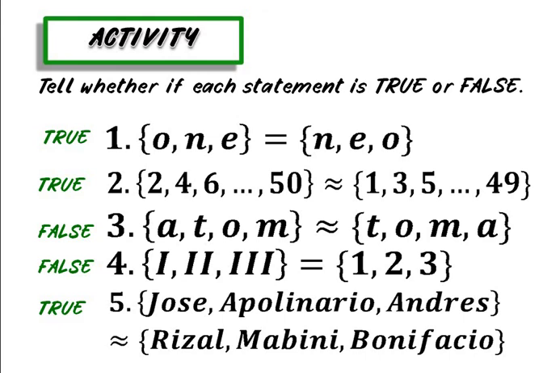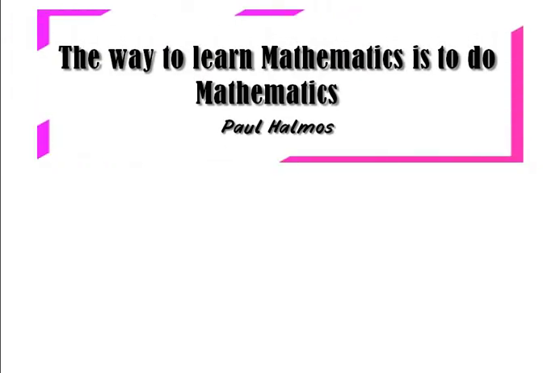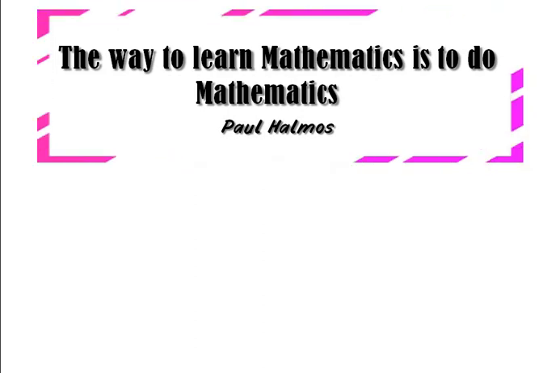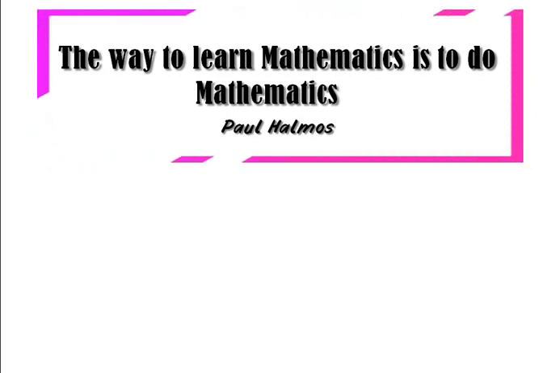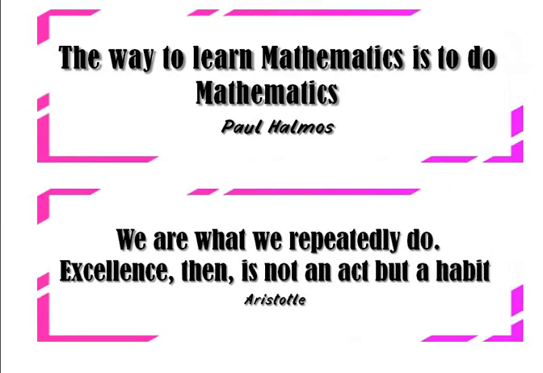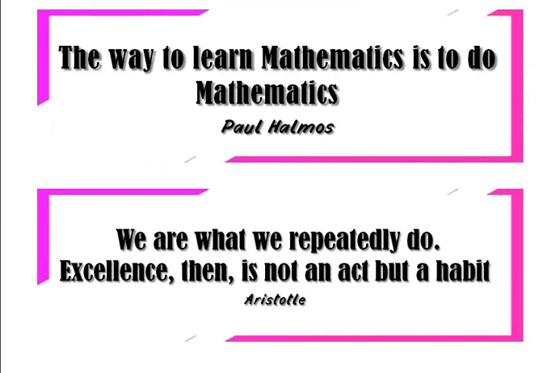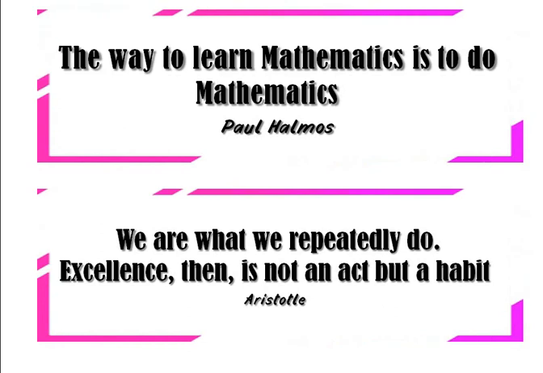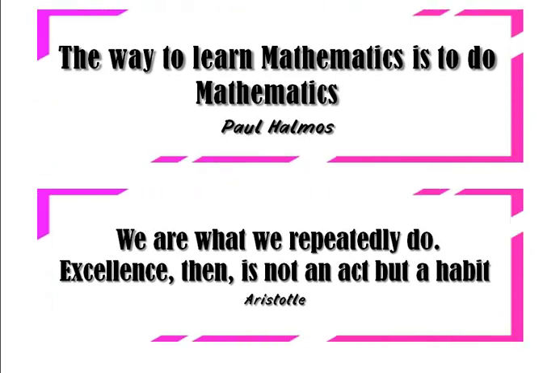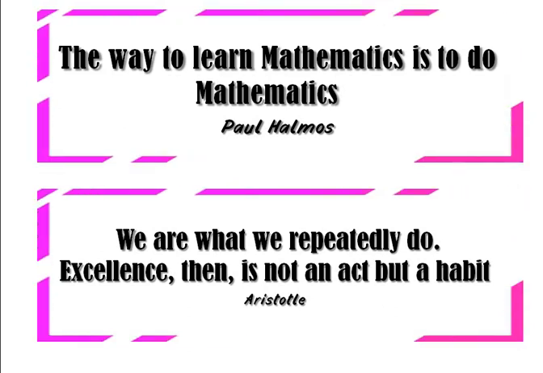To end our lesson, I'll leave you with a quotation. The way to learn mathematics is to do mathematics. It means that if you want to learn, then you do it yourself in your own way. And we are what we repeatedly do. Excellence, then, is not an act, but a habit. If we practice more, eventually we can learn and do it with ease.